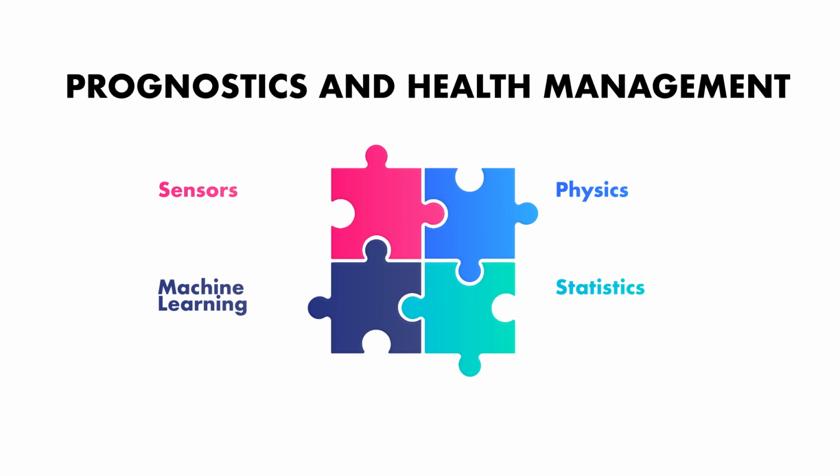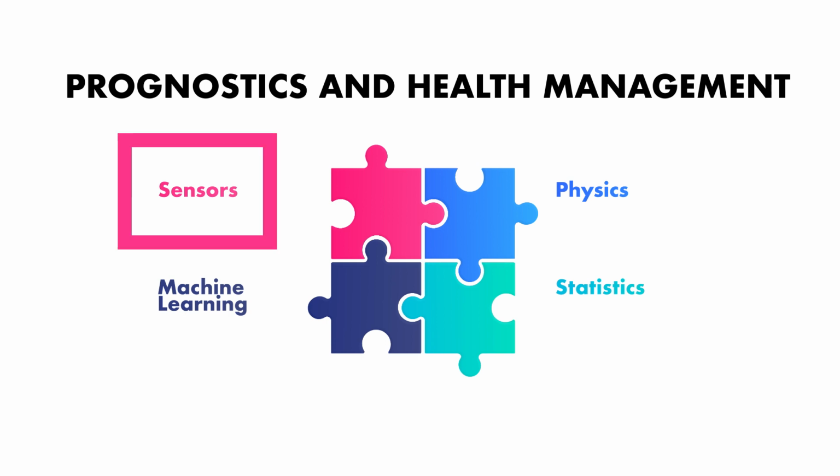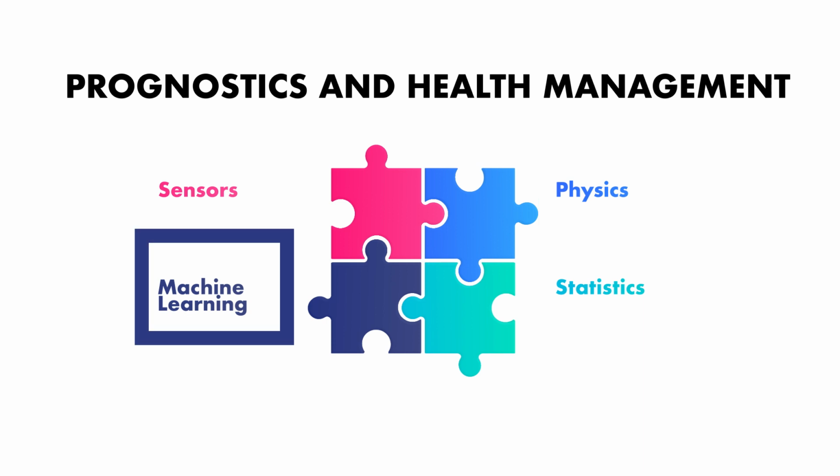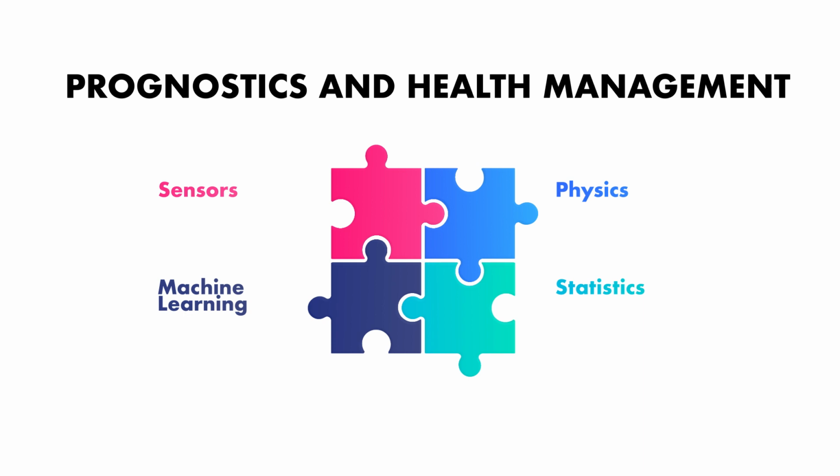Like, for example, you have to place sensors in the system, so we need to know how to place them. We have the concept of physics that we need to integrate in our models. There are techniques from machine learning that can also help us. And of course, we still resort to statistics and reliability engineering in some of our modeling strategies.